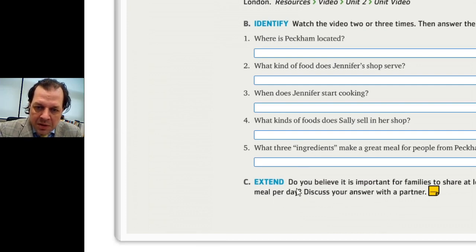There's an extension question here. Do you believe it is important for families to share at least one meal per day? Okay. It doesn't mean that you do, but do you think it's important? For instance, if you have, in the future, if you have kids, would you like to be able to sit down with them for dinner and hear about their day, or have breakfast with your children before they go off to school? Is that important to you? Or any other reason, or maybe it's not. You can write down your own thought. That's another opinion.